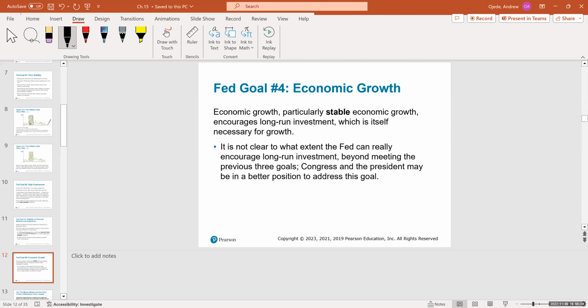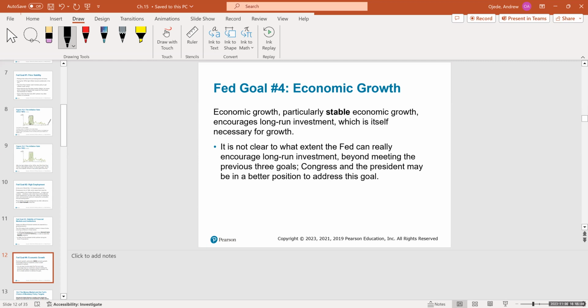Goal number 4 is economic growth. Economic growth, particularly stable economic growth, encourages long-run investment, which is itself necessary for growth. It is not clear to what extent the Fed can really encourage long-run investment beyond meeting the previous 3 goals. Congress and the president may be in a better position to address this goal, because there are things like, for example, the Biden infrastructure project that was passed in Congress, $1.9 trillion in spending to modernize our bridges, maybe our highway systems, our internet, our electric grid, those kinds of things.